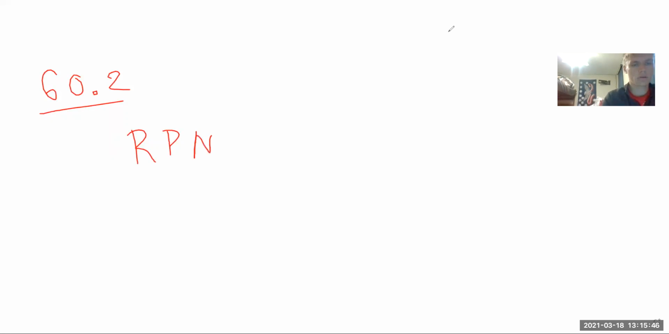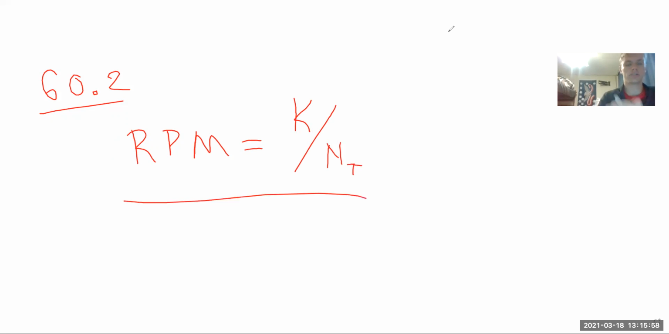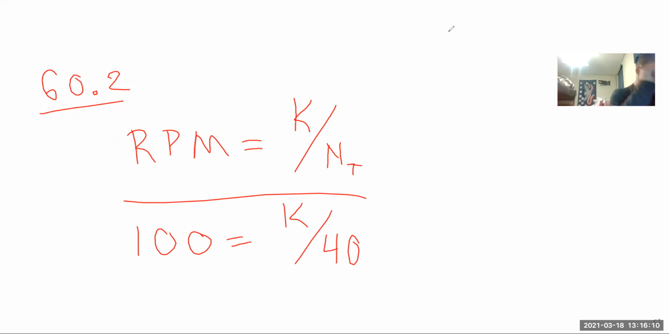Now let's look at a varying inversely problem. So all we can do is write down what we know as they talk, or as they write down what they say. Example 60.2 says the number of revolutions per minute, RPM, varies inversely as the number of teeth in a gear. So we put our constant down and say number of teeth in the gear. There's our equation, just like that. So they say if 40 teeth result in 100 RPM. So we have 100 RPM, 40 teeth. What would be the RPM if the gear had 30 teeth?